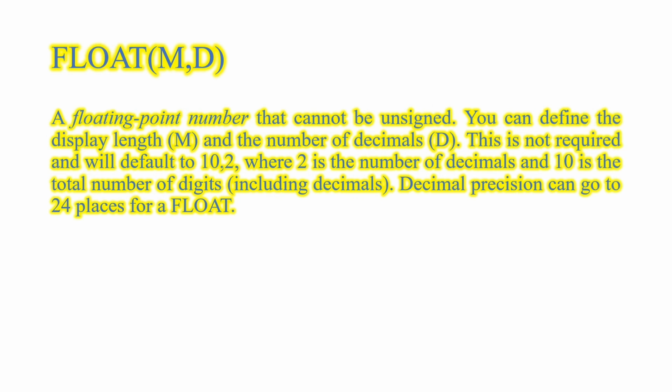Next type is float M,D, a floating point number that cannot be unsigned. You can define display length M and the number of decimals D. This is not required and will default to 10,2, where 2 is the number of decimals and 10 is the total number of digits including decimals. Decimal precision can go up to 24 places for a float.